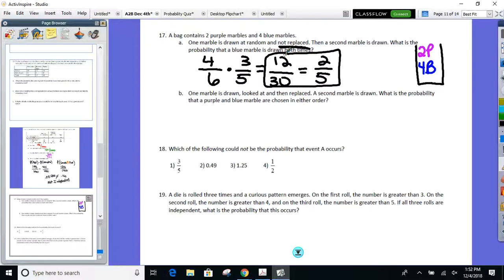Okay, that one's not too bad. The next one's a little tricky, though. So I am replacing this next one. I'm going to replace the first one. Probability you get a purple and a blue, but either order. That's a little key there. Either order, I can do this. All right, so what order do you want to do first? Purple, blue? Okay, we can do purple, blue. All right, go ahead, purple. 2 out of 6. Remember, you put it back in, so what's your blue now? 4 out of still 6, so 8 out of 36.